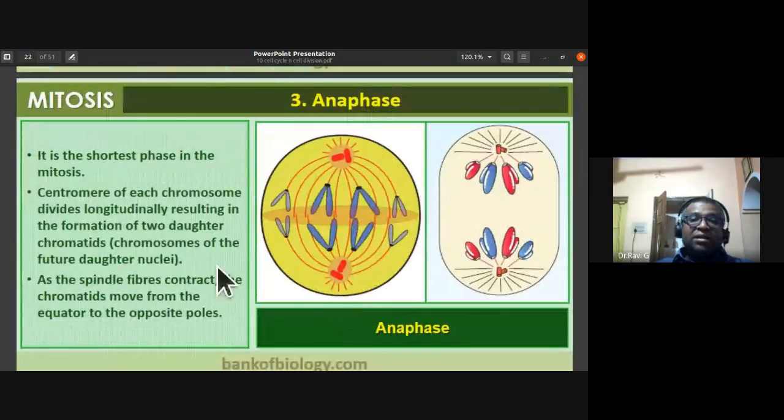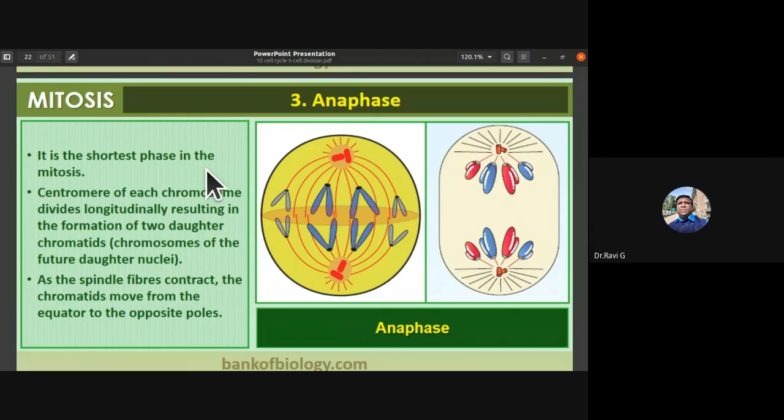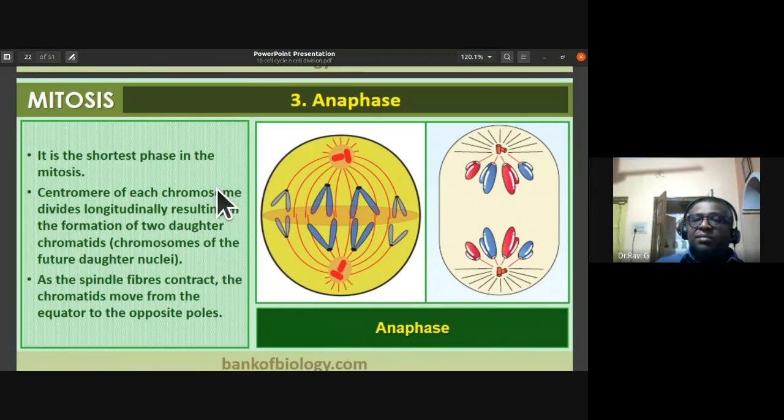Anaphase is the shortest phase in mitosis, and the longest phase is prophase. The centromere of each chromosome divides longitudinally. See, there were two sister chromatids at the equatorial plate, but because of the contraction of the spindle fibers from the opposite poles, the centromere breaks at the center, and after the breakage at the centromere, they form chromosomes with a single sister chromatid.